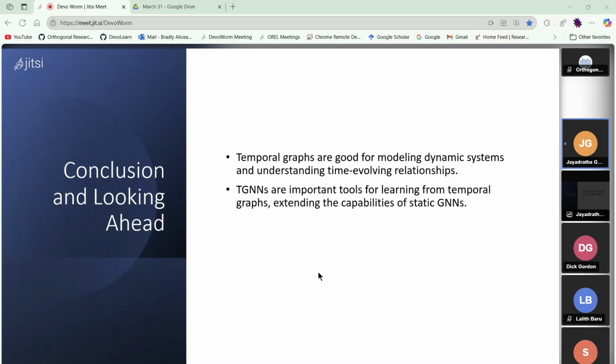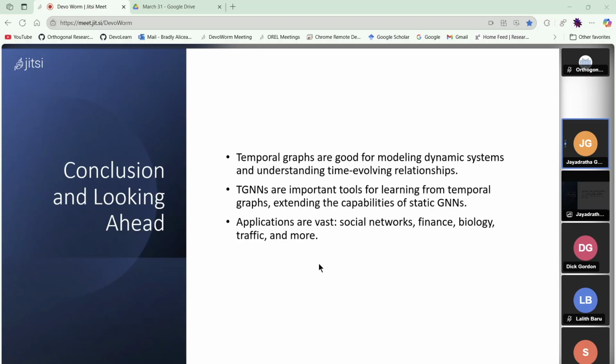So in this presentation, I have covered temporal graphs, which are good for modeling dynamic systems and understanding time-evolving relationships. Temporal graph neural networks are important tools for learning these temporal graphs, and they extend the capability of static GNNs. There are a lot of applications: social network, finance, biology, traffic, and it is working really well.